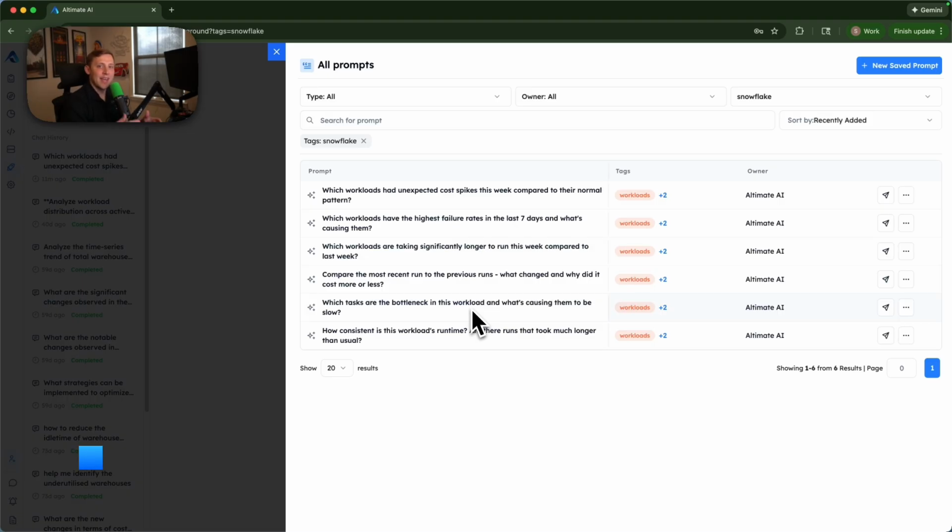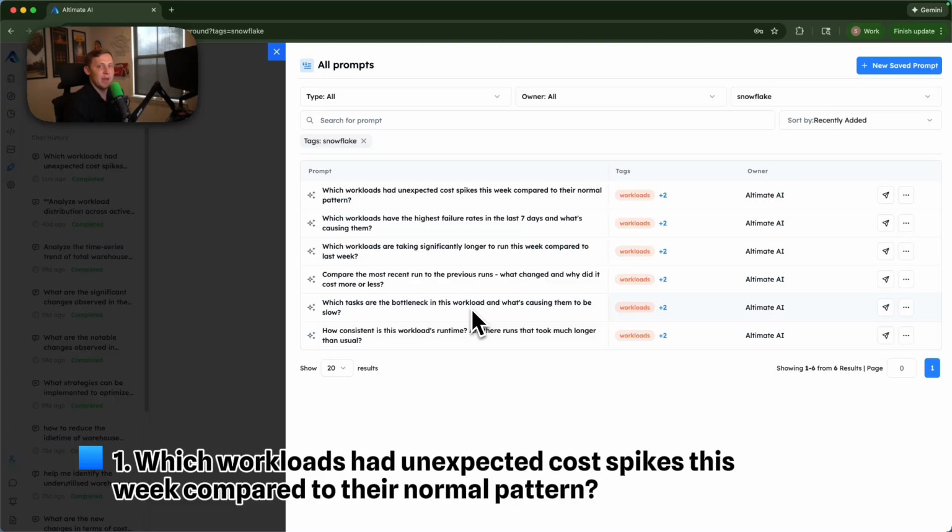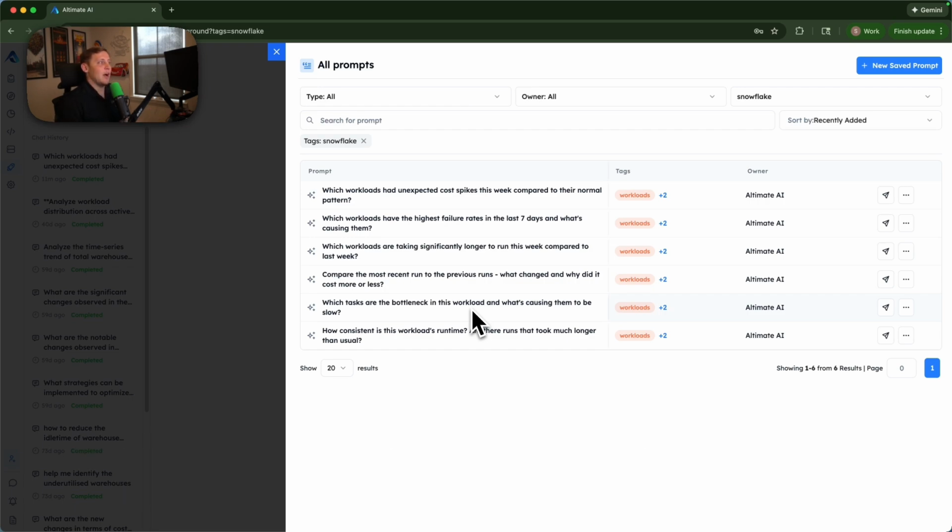Opportunity 1 is to catch unexpected cost spikes before they compound. This is usually where the biggest waste is hiding. A workload that normally costs a certain amount suddenly spikes, and nobody notices it for weeks or months or sometimes even years, unfortunately. So we thankfully have a prompt ready for you inside of Altimate Studio, and you can see here it's: which workloads had unexpected cost spikes this week compared to the normal patterns?